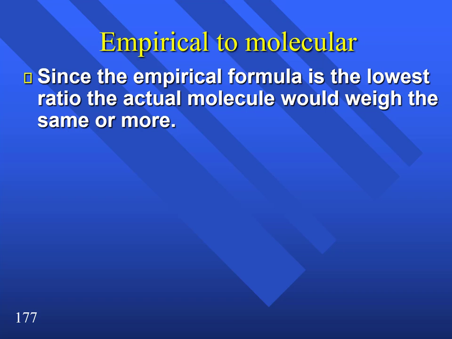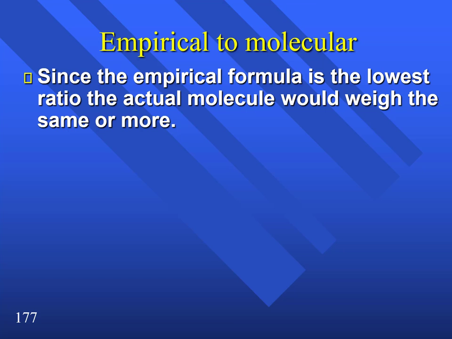Since the empirical formula is the lowest ratio, the real molecule has to weigh at least that, or it's going to weigh more. If it's the lowest ratio, that's the least it could weigh. So if I figure out what the empirical formula weighs, I should be able to tell the difference between NO2 and N2O4.